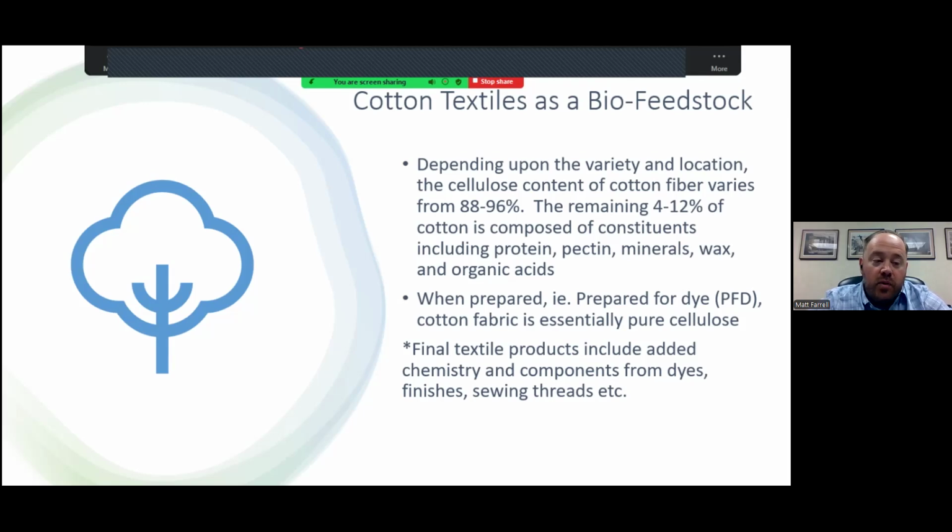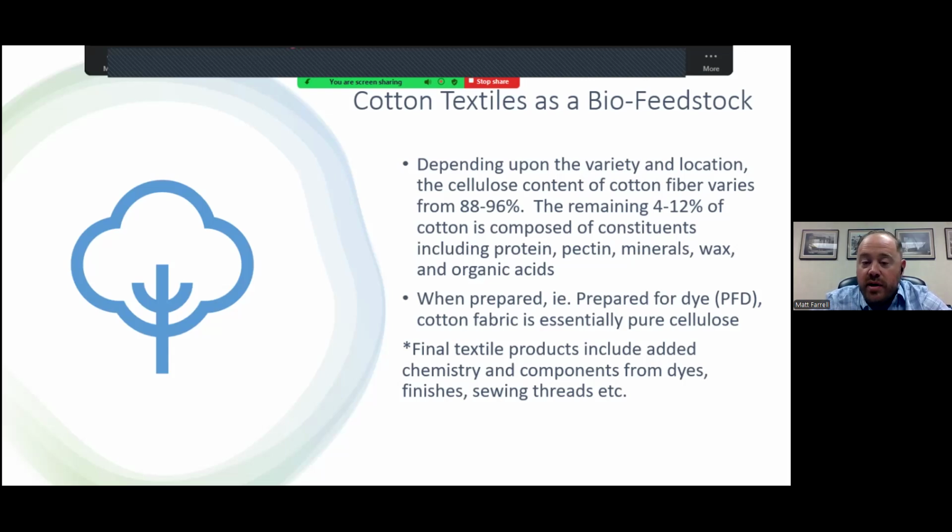What's important, if we take a step back and think about when a fabric is prepared and it finally gets to somebody like me as a textile chemist, we've processed that fabric and we would refer to that as prepared for dye. So whether that's been bleached or scoured, hopefully this resonates that fabric is essentially pure cellulose. So that means that fabric in that state could theoretically be turned into 100% glucose. It's just crazy, and as a scientist, it's very, very interesting and exciting.